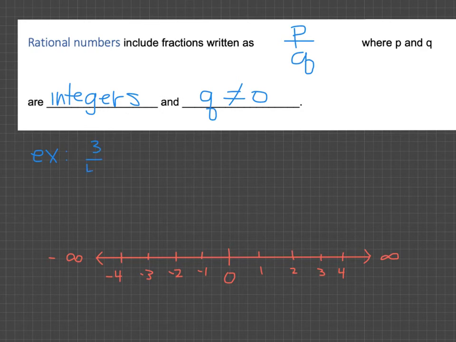3/4. 3 and 4 are both integers. 4 is not equal to 0, so that would be a rational number. We can put that on the number line. It's about right there, and it's not on one of those hatch marks because it is a fraction, and so we don't have a labeled hatch mark for it. Another example, we can have a negative, let's just flip that over, -4/3. And here's another example. 16/7. 16 and 7 are both integers, and so that meets the criteria of a rational number.